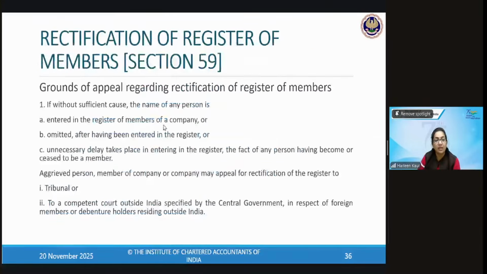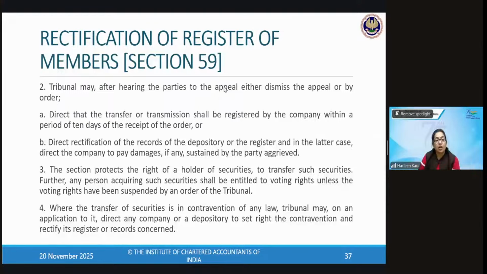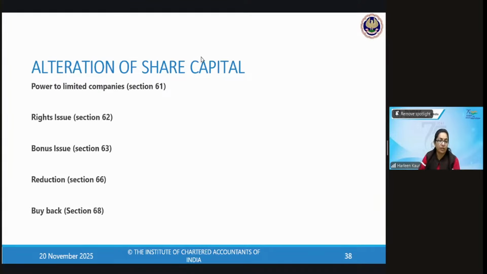Section 58 also done. Rectification of register of members: section 59 simply tells you that if the name of a person is entered in the register of members or has been omitted, or unnecessary delay has been made, he can go and file an application for the rectification of the register to the tribunal or the competent court. The tribunal will give them a chance and direct the transfer and transmission for a period of 10 days to register their name, and the rectification of the records shall be done. So section 59 is in continuation of section 58. Now these 5-6 sections and debentures are left for the revision.